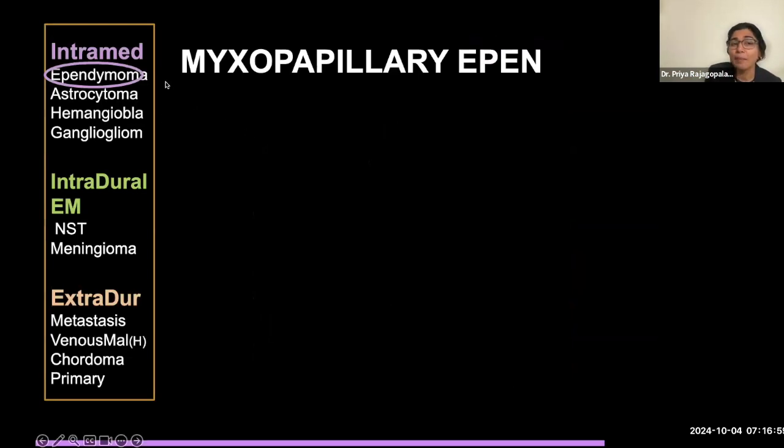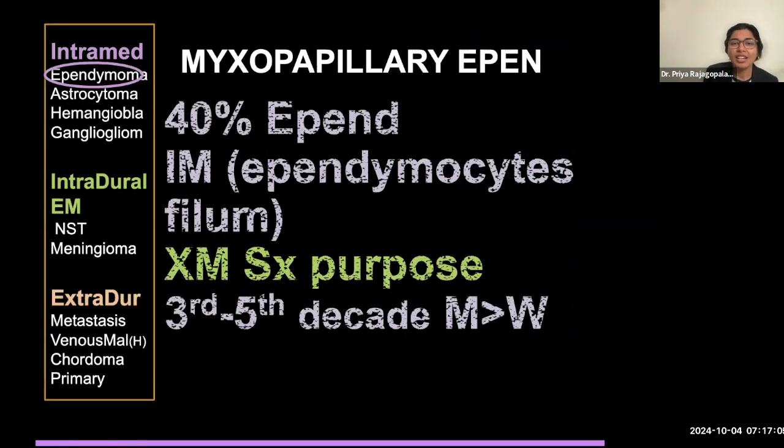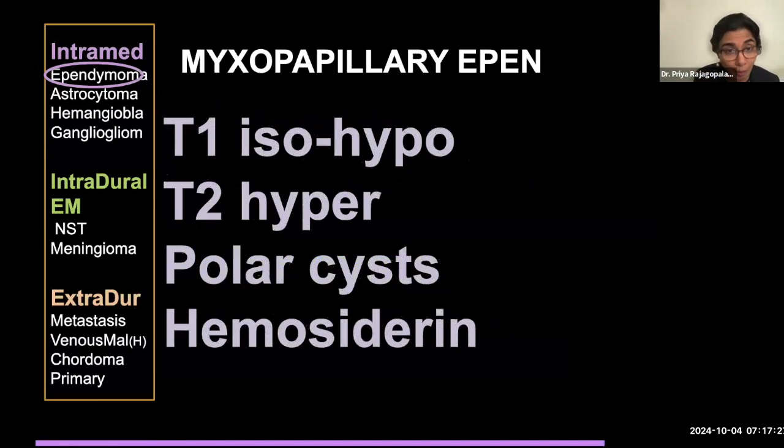So we saw ependymoma. And then another type of ependymoma is the myxopapillary ependymoma. That tends to occur in the region of the conus and the filum terminale, from the ependymocytes lining the filum terminale. So they're lower down in the cord. They tend to happen in a slightly later age group, like third to fifth decades of life, and are more common in men than in women.